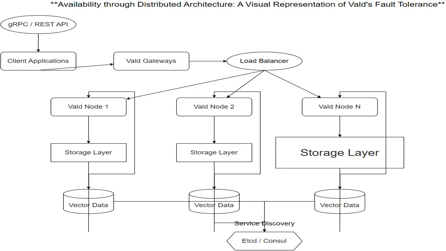Let's discuss vector data. This is the numerical representation of your data, whether it's text, images, or audio. These vectors are what Vald uses to find similar items.